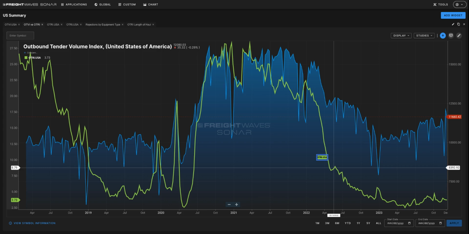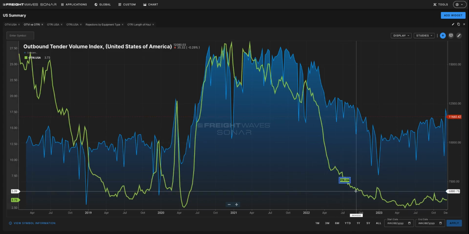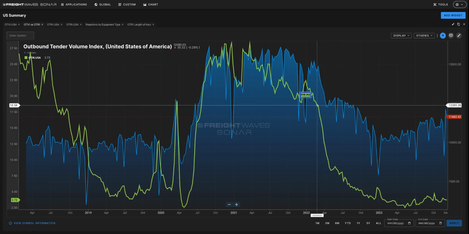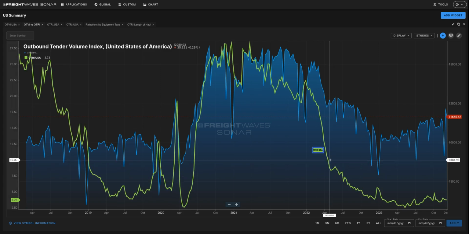Most likely the reason why the volumes dropped off, but the rejections dropped off a lot more is because there was so much capacity that was added to the marketplace throughout 2021. So many drivers and new trucks and new fleet drivers were added to the marketplace. So the rejections dropped off a lot more drastically just due to the fact that there was a lot more available capacity.